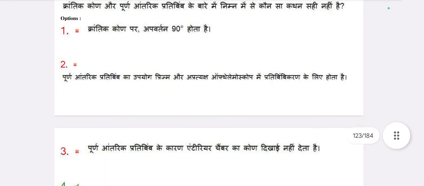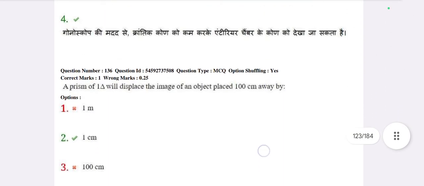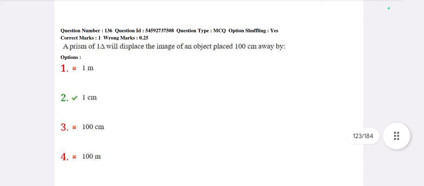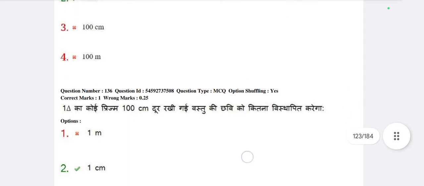Our next question is, a prism of one prism diopter will displace the image of an object placed 100 cm away by: 1 meter, 1 centimeter, 100 centimeter or 100 meter. Correct answer is 1 centimeter.